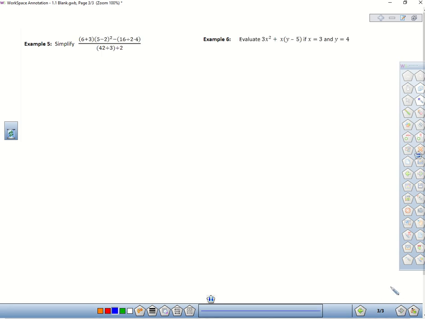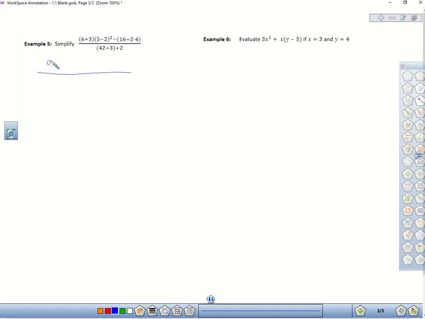Now we have a few more examples, and then you're going to have a chance to try this on your own and practice. So in the numerator here and the denominator, we don't have any variables, so we're going to be able to fully simplify this. So we're going to work with our grouping first, of course, because that comes first in GEMDAS. So I'm going to work with my grouping from left to right.